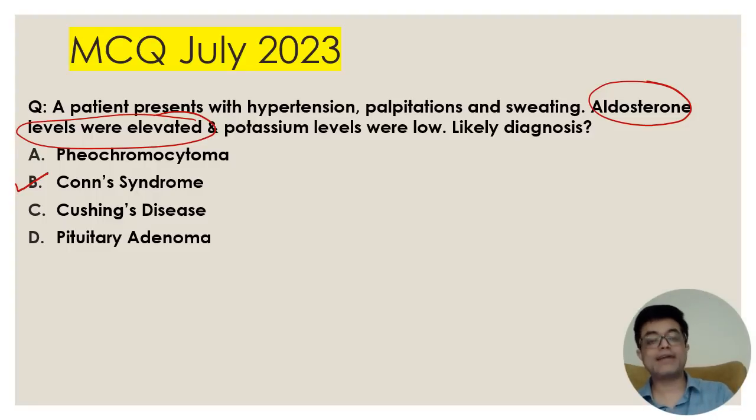Cushing disease can have hypertension, but Cushing disease will also have hyperglycemia, purple striae, moon face appearance, the typical central obesity, and so on. Those features will be mentioned. And pituitary adenoma will again not present like this. So the question, July 23 FMG exam, the answer is B, Conn syndrome.